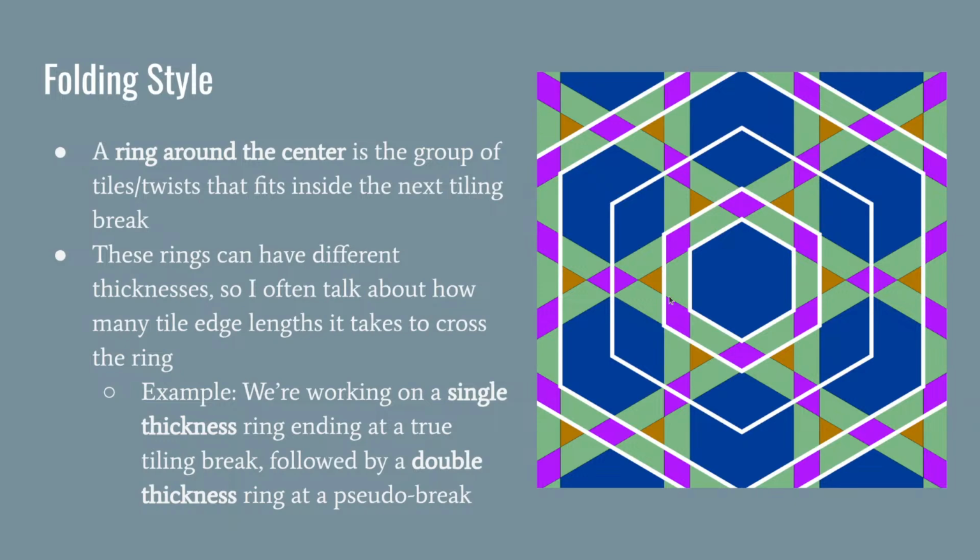This boundary does not cut through any twists, followed by a double thickness. So there's two tile edge widths to get to the next break that does cut through twists. So it ends at a pseudo break. And then we'll have another double thickness ring around the center, ending at a true tiling break. So this is what I'm thinking about in my mind as I'm folding the patterns.